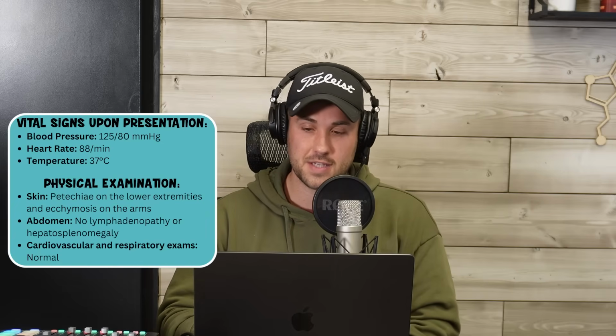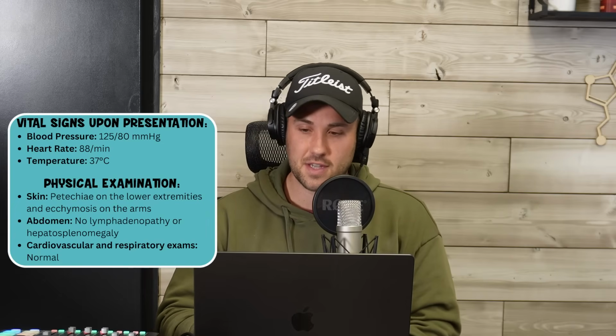The patient reports noticing small, pinpoint red spots on her legs and recurrent nosebleeds lasting longer than usual. She denies fever, weight loss, joint pain, recent infections, drug use, or significant family history of bleeding disorders. So for her exam, we do her vitals. Blood pressure is 125 over 80, heart rate is 88, and her temp is 37 Celsius.